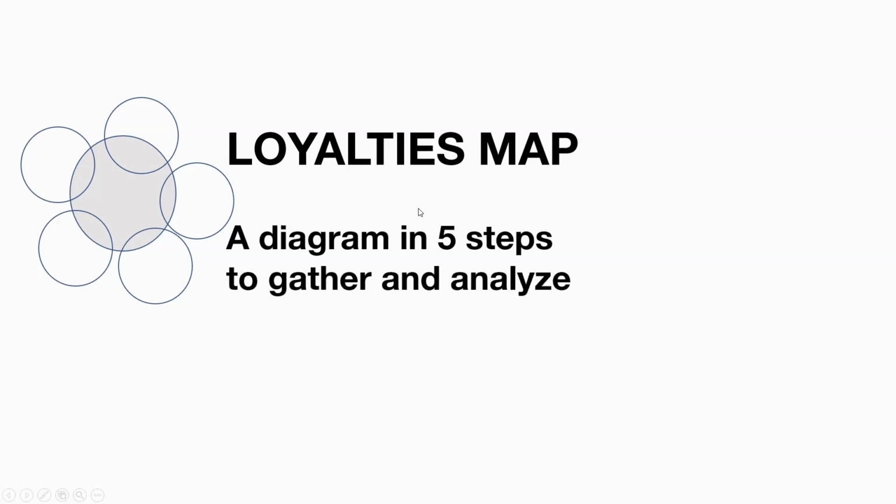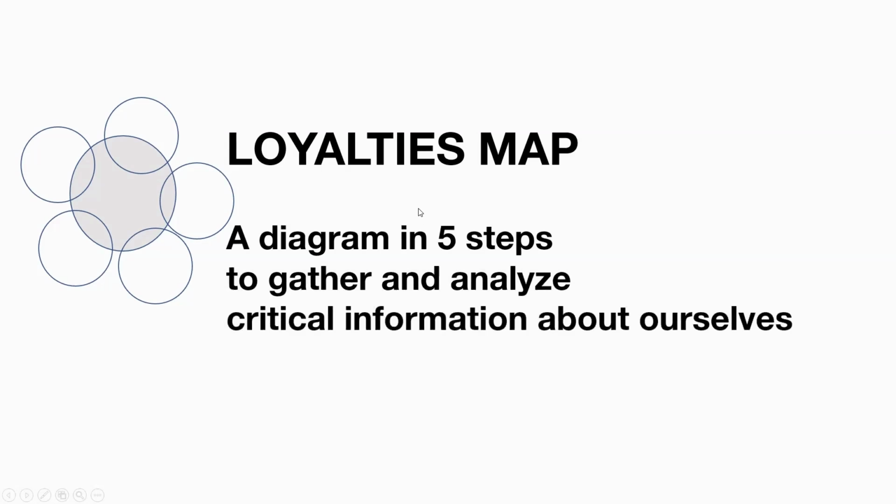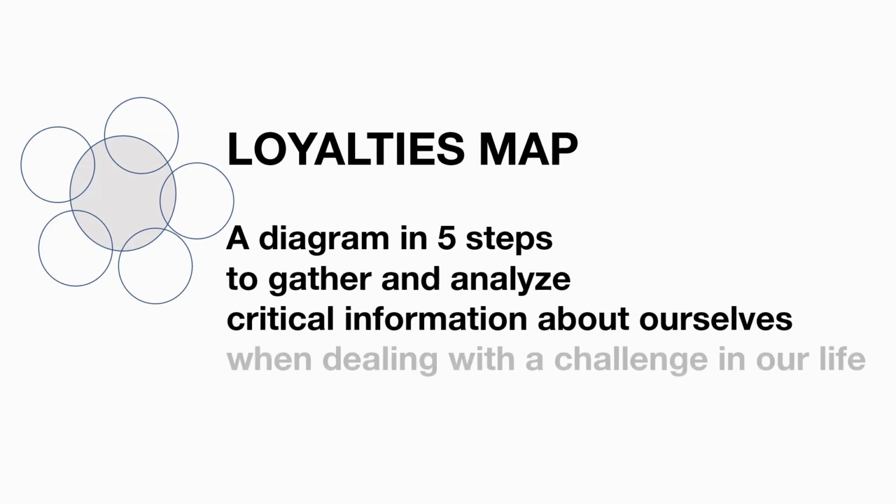A very important tool in the toolbox of deploying yourself is the loyalties map. The loyalties map is a diagram that in five simple steps allows you to gather and analyze critical information about yourself when dealing with a challenge in your life. Imagine, for example, that you're stuck on something and there is something you don't know how to do. Here is where the loyalties map can help you.